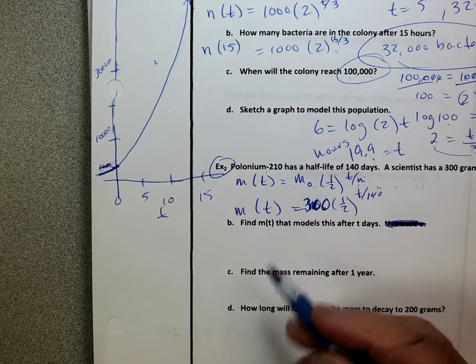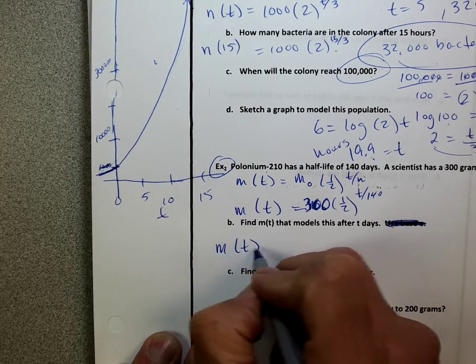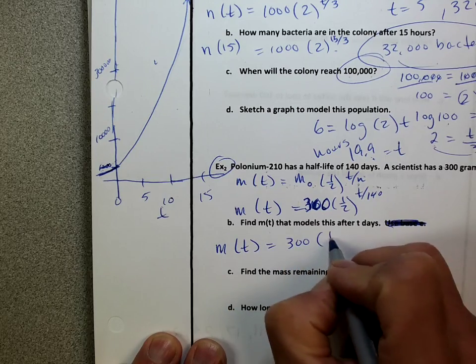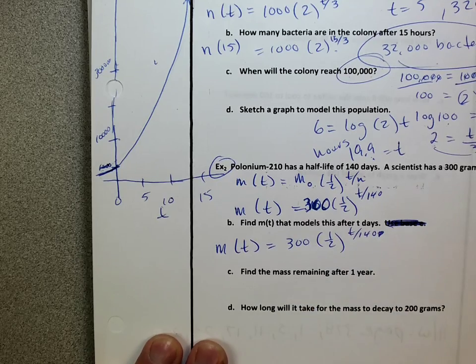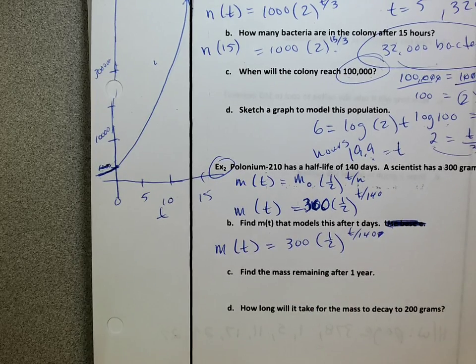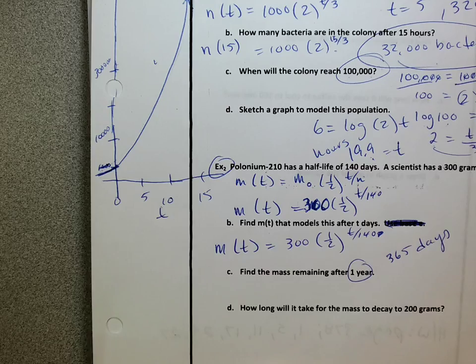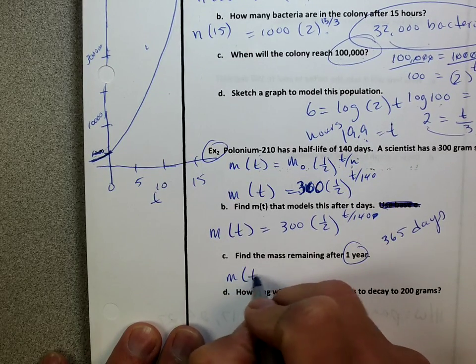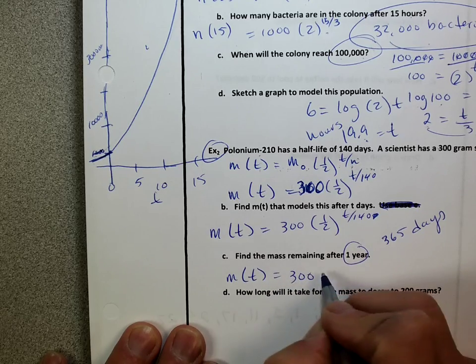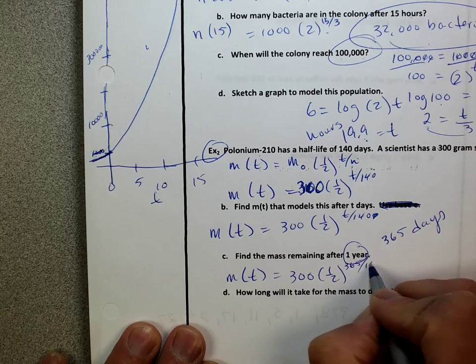Okay, so we've got that. So my equation has got to be m of t is equal to 300, right? 1/2 to the t over 140. Okay, there's my equation in terms of t. Okay, part C, find the mass remaining after 1 year. Well, that's 365 days, right? So we're just going to go m of t. It's going to be 300 times 1/2 to the 365 over 140, okay?